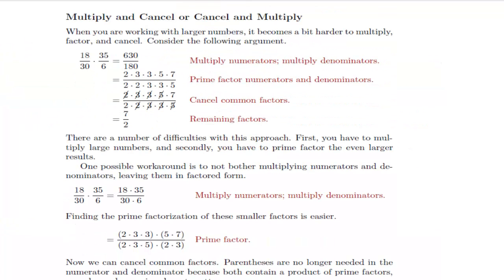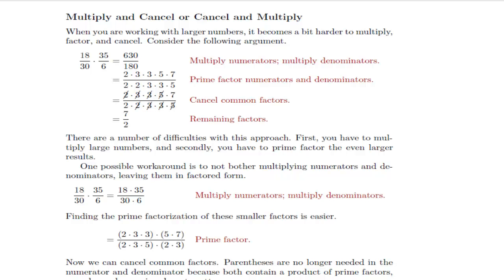Multiply and cancel, or cancel and multiply. When you're working with larger numbers, it becomes a bit harder to multiply, factor, and cancel. Consider the following example. Multiply 18 and 35 to get 630 in the numerator, and 30 times 6 in the denominator to get 180. Finding the prime factors of these large numbers, in the numerator we have 2 times 3 times 3 times 5 times 7. In the denominator we have 2 times 2 times 3 times 3 times 5. Canceling what's common, we're left with 7 in the numerator, 2 in the denominator.